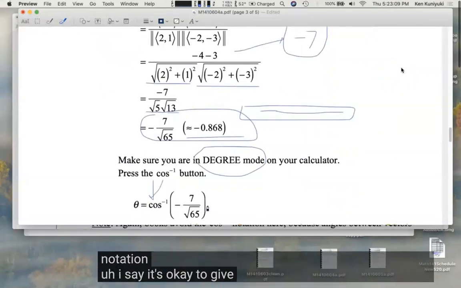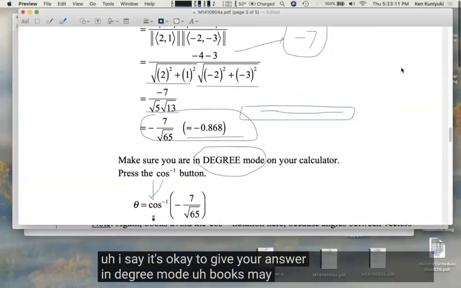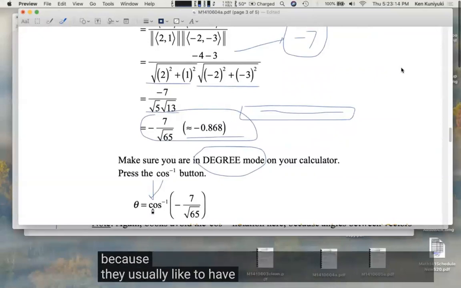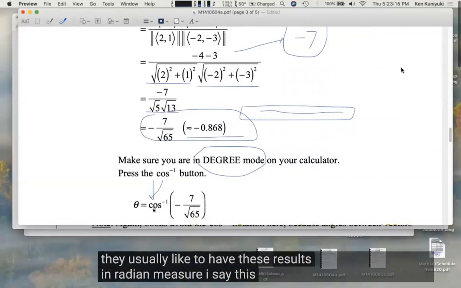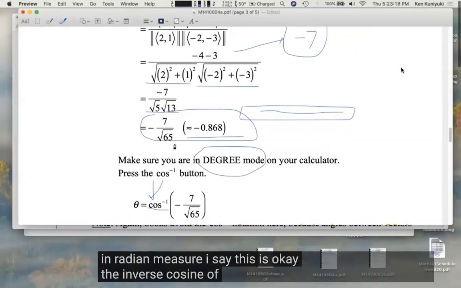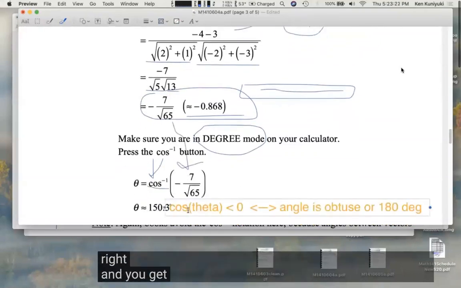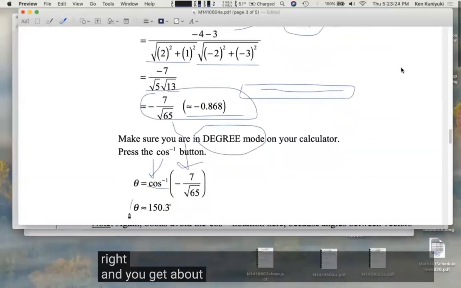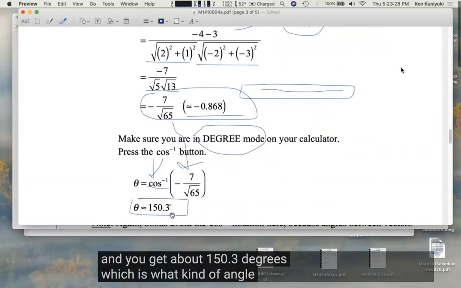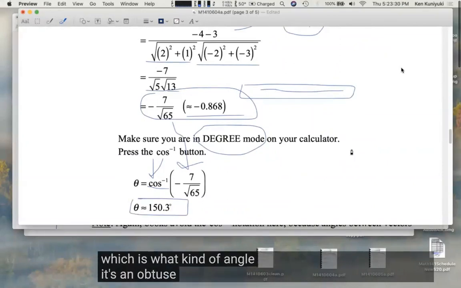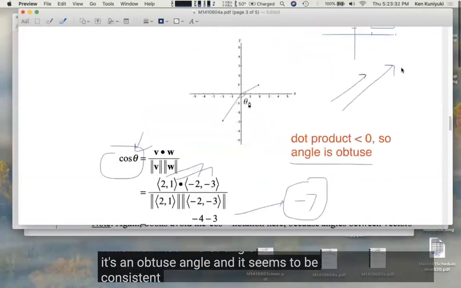All right, so theta, and remember, you can use the inverse cosine notation. I say it's okay to give your answer in degree mode. Books may object because they usually like to have these results in radian measure. I say this is okay. The inverse cosine of this guy, right? All right, and you get about 150.3 degrees, which is what kind of angle? It's an obtuse angle.